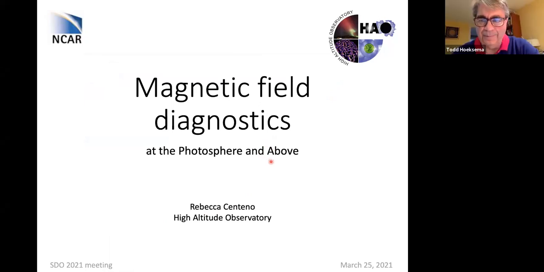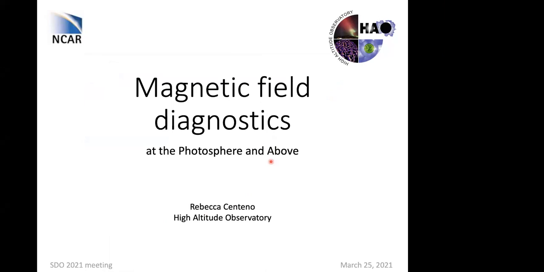All right, so I was asked to talk about magnetic field diagnostics in the photosphere and above, inside and outside of active regions, and that is a really broad topic. So I hope to give you a very superficial, broad-stroke sense of how we do magnetic field diagnostics in the photosphere and the chromosphere. And as you know, the polarization of light contains a wealth of information about the strength and the orientation of the magnetic field in the sun's atmosphere.